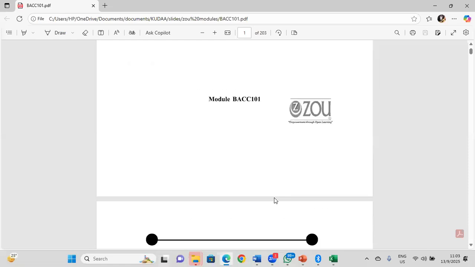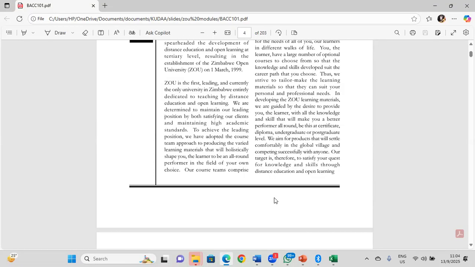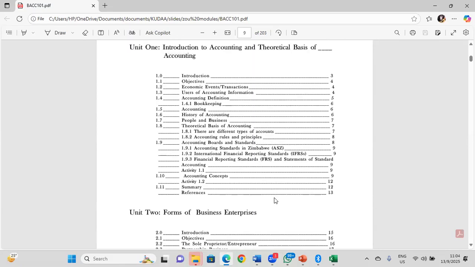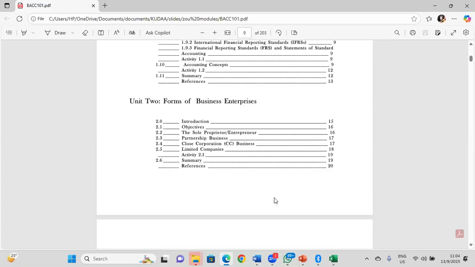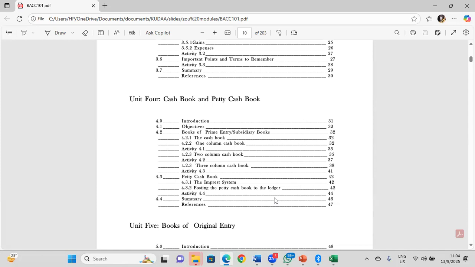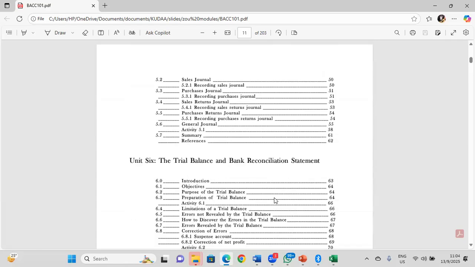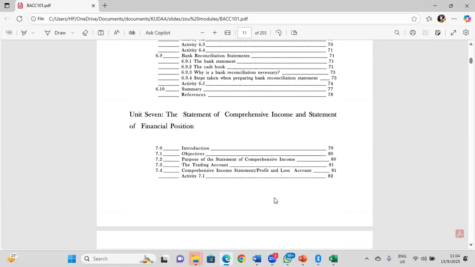So for financial accounting 1, you are supposed to cover up to, I think, about chapter 7. We need to know what exactly we are required to know. We're supposed to know about the regulatory bodies, the conceptual framework, the different forms of business enterprises, the double entry system, the cash book and the petty cash, the books of original entry, reconciliation, and also the income statement and the statement of financial position. Those are the areas we are supposed to cover.